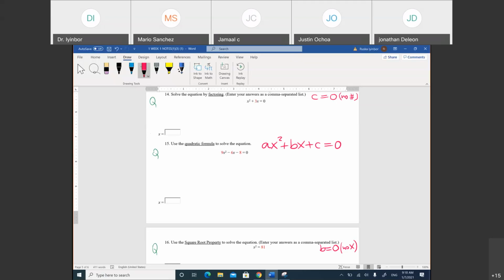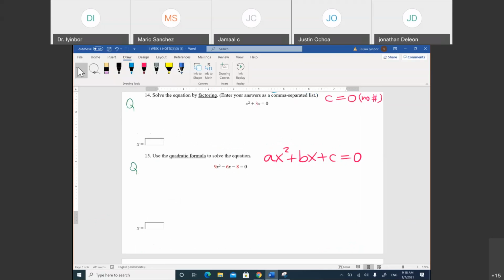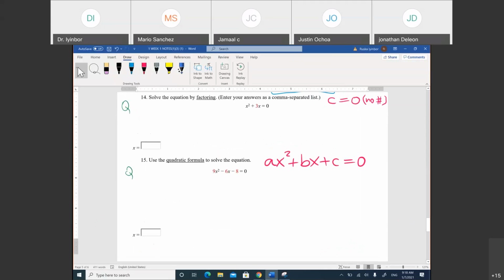So now let's go ahead and start with number 14, where we have x squared plus x equals 0, and we're going to factor. Factoring is the opposite of distributing. Looking at my equation, I have x squared plus 3x. Both of those terms have x. Technically, x squared means x times x, so I'm going to rewrite this as x times x plus 3 times x equals 0.